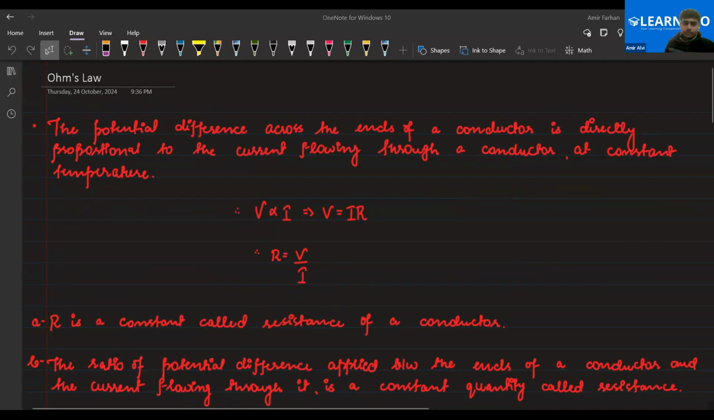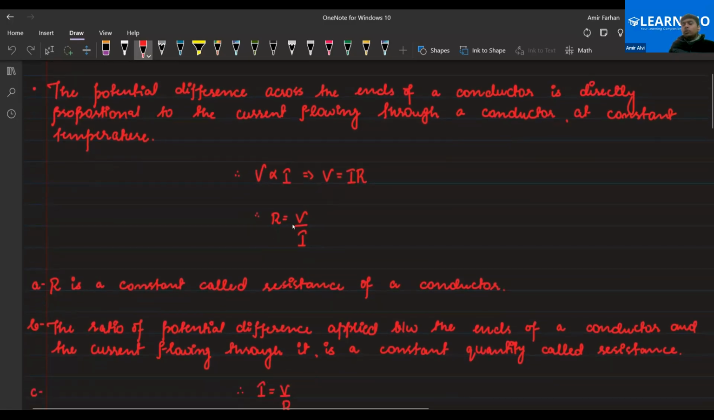Is that clear? Yes. Yes, sir. Good. Okay, so the statement is V equals IR. V is directly proportional to I, and if you remove this proportionality sign, it would be V equals IR. Okay, so R is equal to V by I.